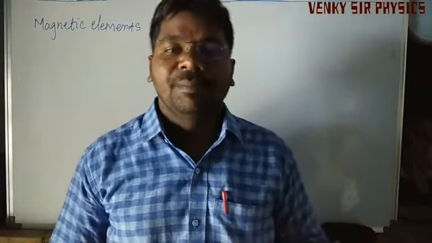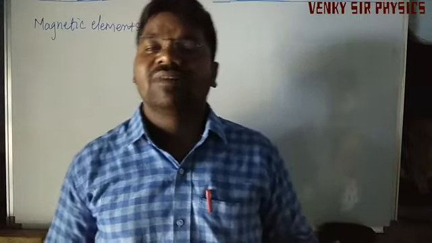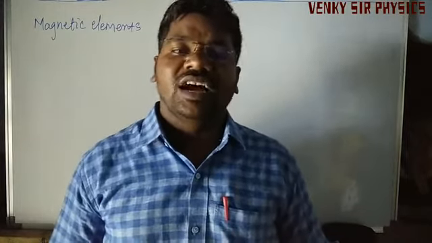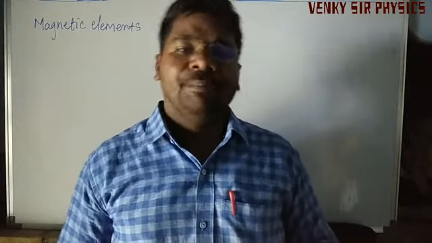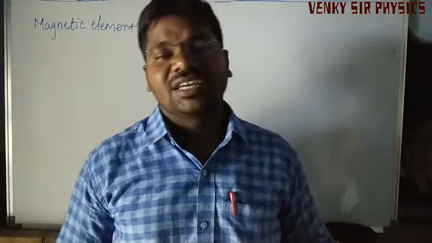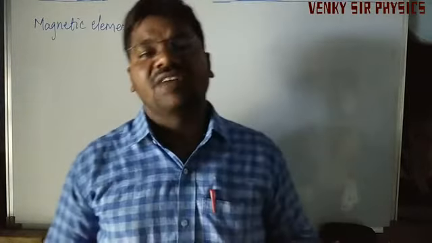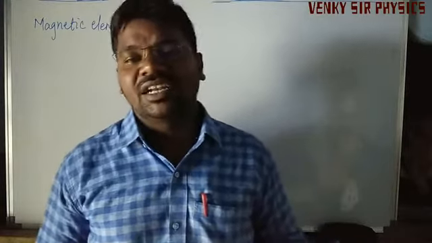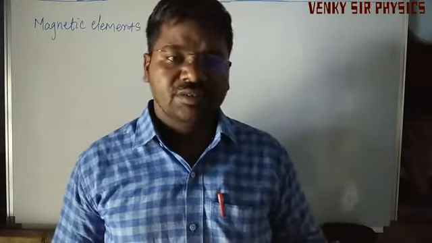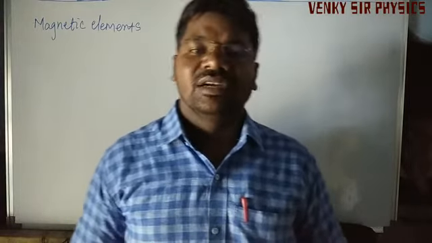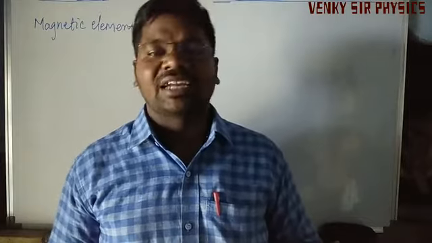Going to magnetic elements. The physical quantities which determine the intensity of the earth's total magnetic field completely are called magnetic elements. There are three earth magnetic elements.